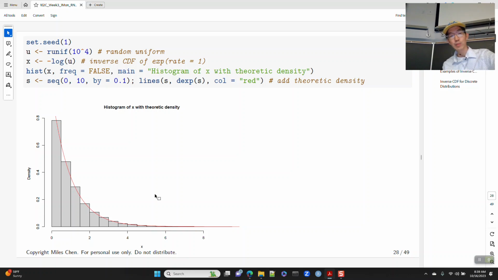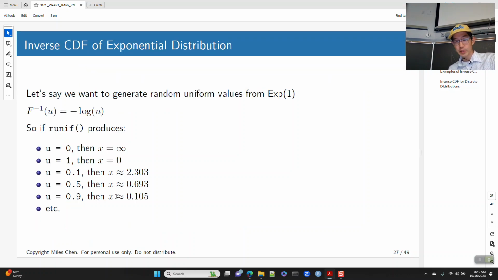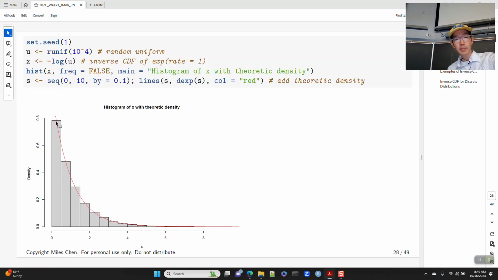And so if we were to generate a whole bunch of these values, this is kind of what it looks like. I said, generate a bunch of random uniform values, and then apply negative log of u. When you apply negative log of u, it transforms them as such. And then I can say, all right, let's make a histogram of all of those transformed values.